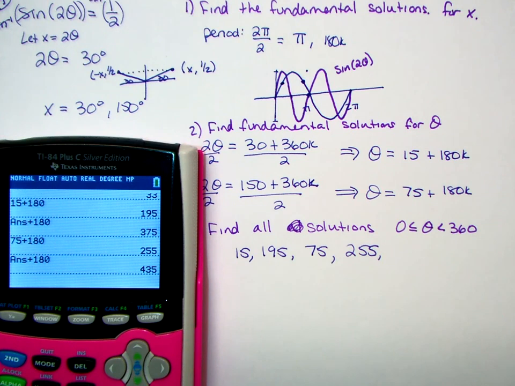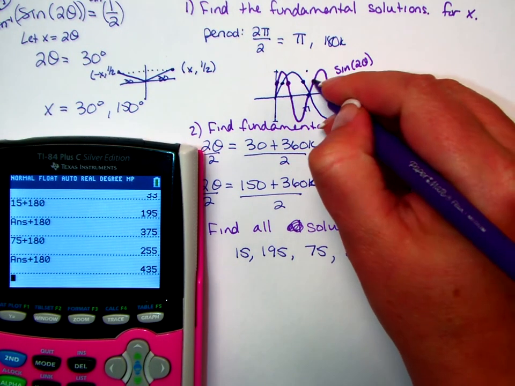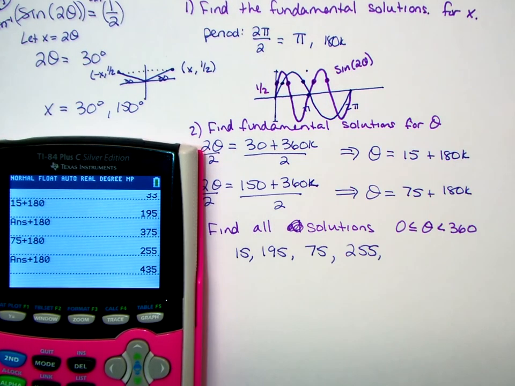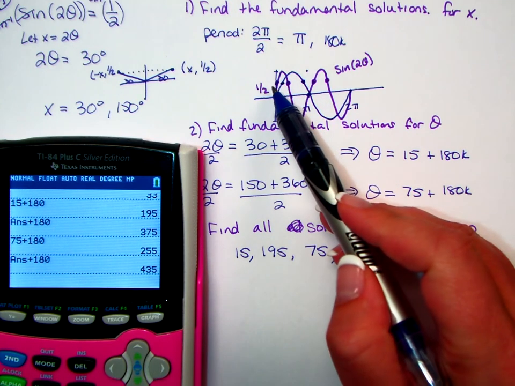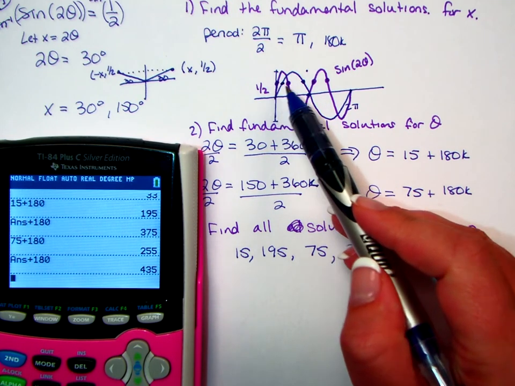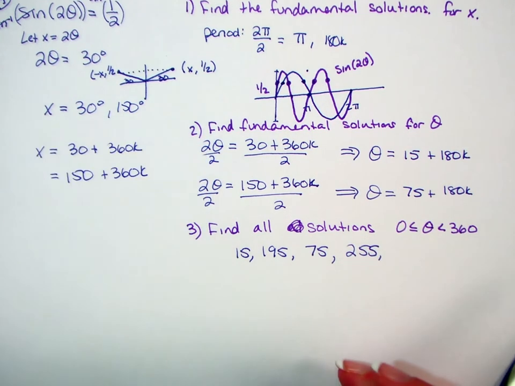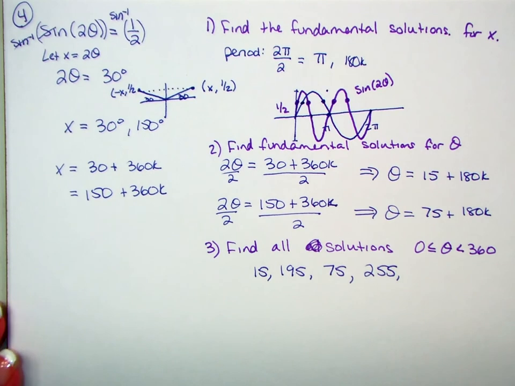And those 4 angles correspond with where the purple graph here is equal to 1/2, right? So our normal function only had 2 solutions, 30 and 150. Our sine 2 theta had 4 solutions, right? All 4 here. All right, I know that was a little tricky, but we're going to practice it again.